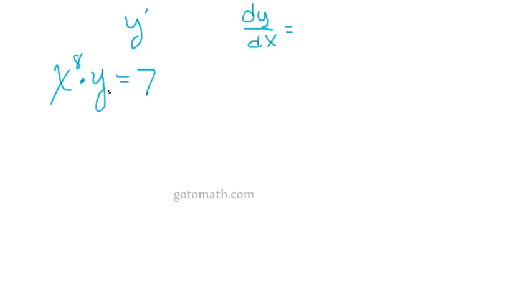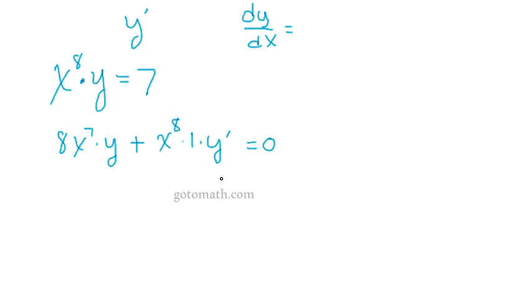So the first thing we're going to do, this is the product rule. We take the derivative of the first term here. The derivative of x to the 8th is 8x to the 7th. Then we rewrite plus x to the 8th, and the derivative of y is just 1, but remember we must write y prime, or you could just write dy over dx. And the derivative of 7 is 0.